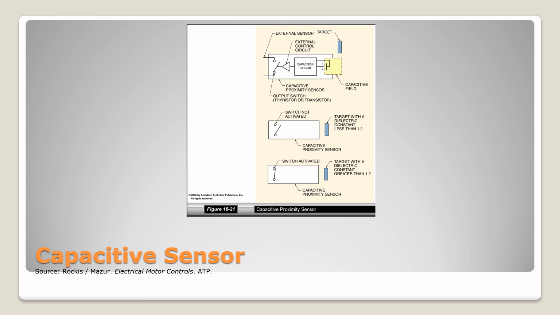And if you look at the diagram, you can see that we have this target that has some sort of dielectric constant, and as long as the dielectric constant is less than 1.2, and that's just a measure, we'll talk about how that works later, the switch doesn't activate. If we have something that has a higher dielectric constant, a piece of metal as an example, then it does activate. This is a use of a switch that has no moving parts, nor does it actually have to make physical contact with what it's sensing to turn it on and off.